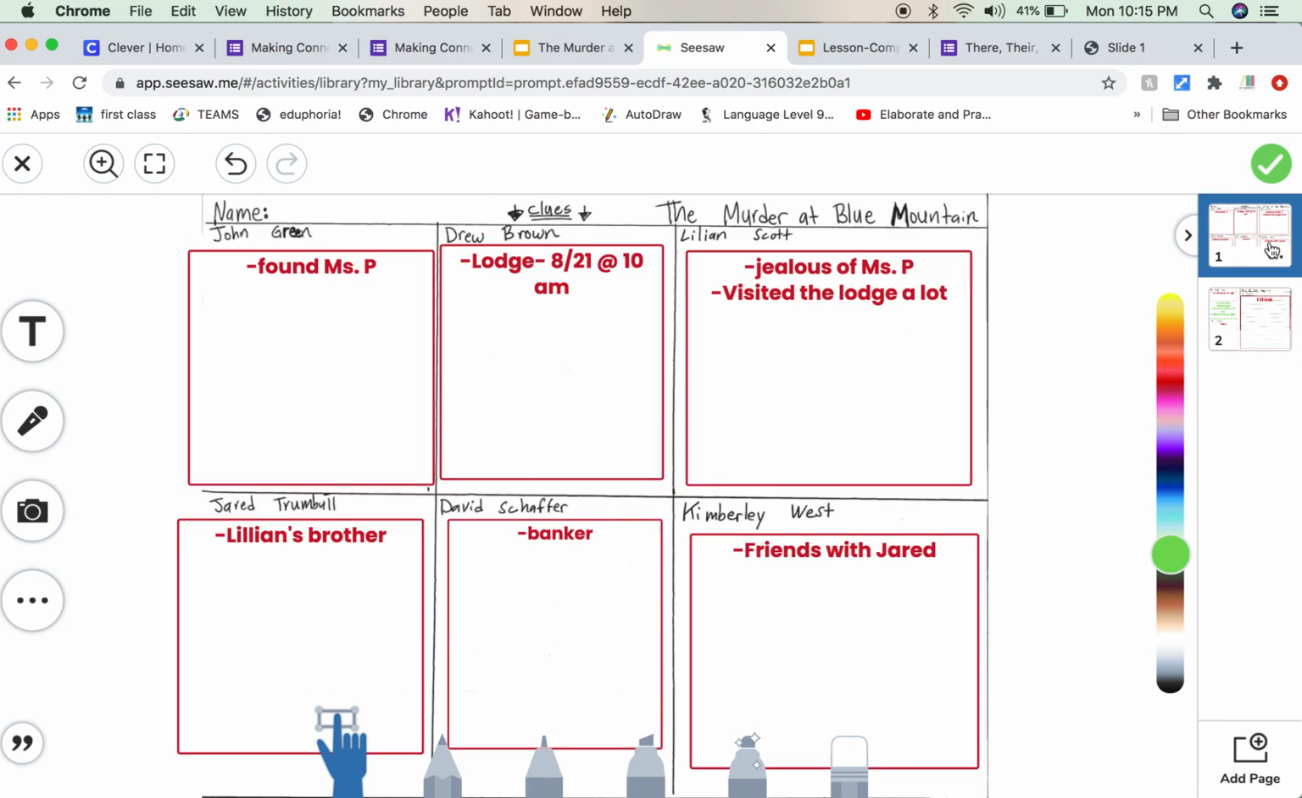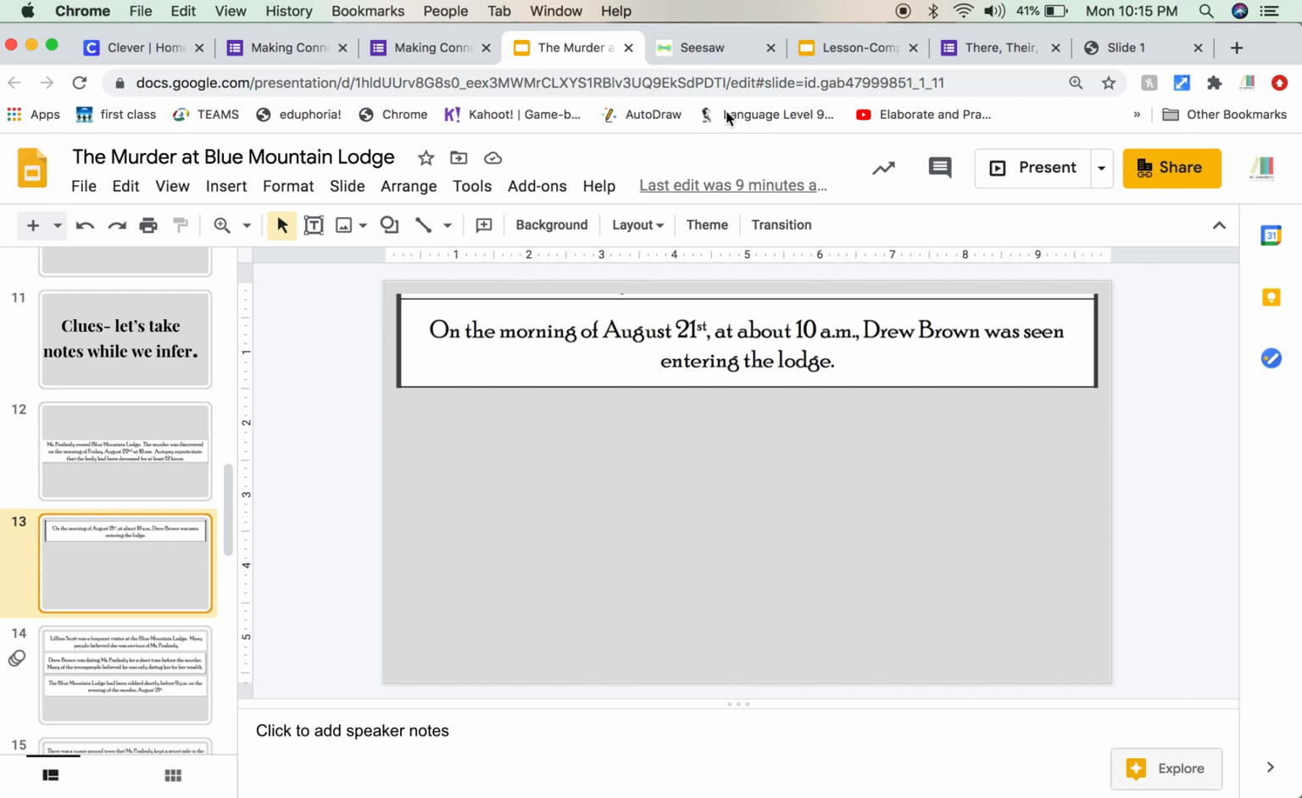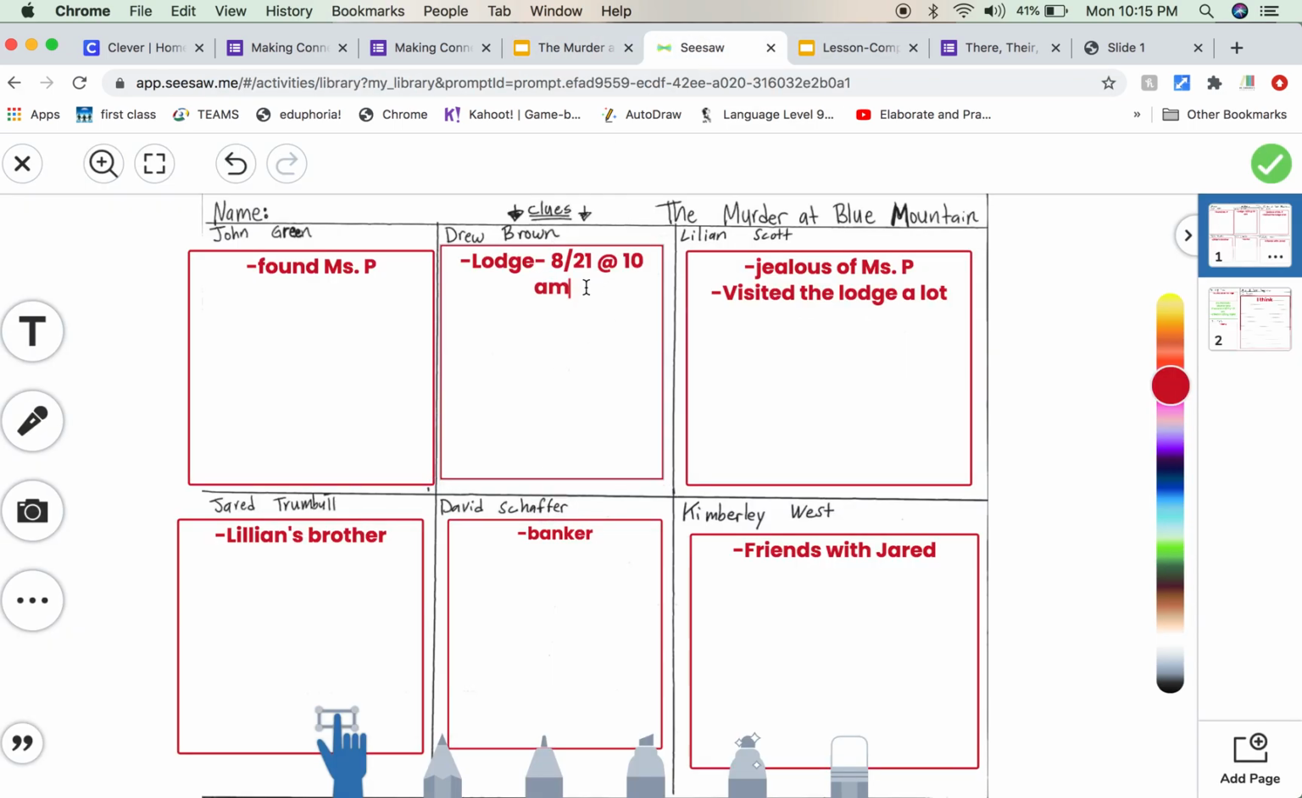So go to page 1, and for Drew Brown, we're going to type in, he was at the lodge August 21st at 10 a.m. So the day that she was killed, he was there at 10 o'clock in the morning. So write this down. Lodge 8/21 at 10 a.m. Then we're going to write jealous of Miss Peabody, Miss P for short, visited the lodge a lot, and this was Lillian Scott.